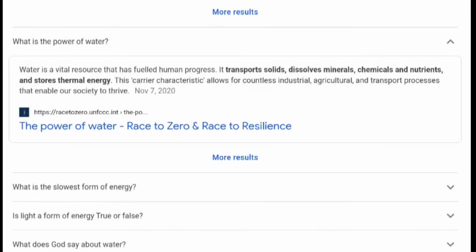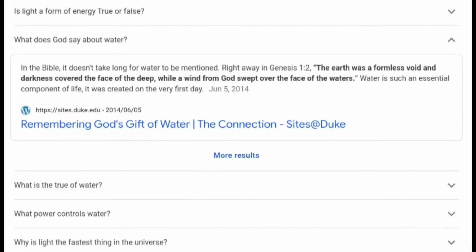Water is a vital resource that has fueled human progress. It transports solids, dissolves minerals, chemicals, and nutrients, and stores thermal energy. This carrier characteristic allows for countless industrial, agricultural, and transport processes that enable our society to thrive. Water is such an essential component of life, it was created on the very first day.